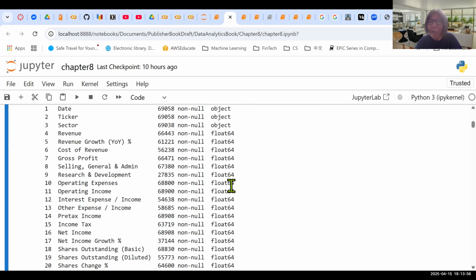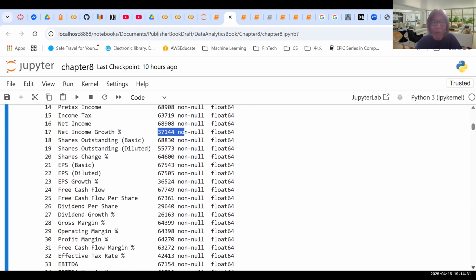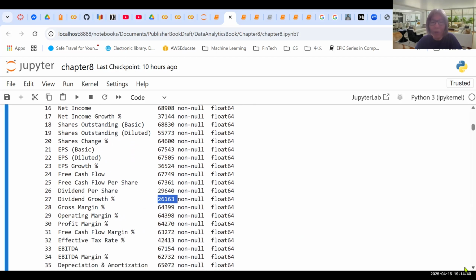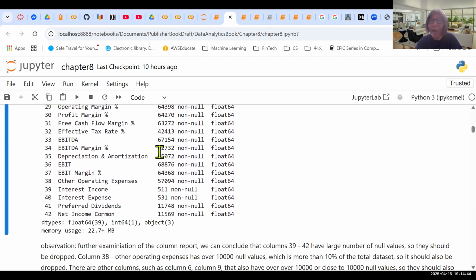From a quick review of the data, you will see that for some columns the number is quite low. The total is supposed to be 69,000, but for this column there are only 27,000 something. And there are numbers like 50,000 something, and over here only 37,000 something, and 36,000 something, 29,000, 26,000. So for those columns, it looks like there are a lot of missing values. Especially for the last 4 columns, the non-null counts are really low.